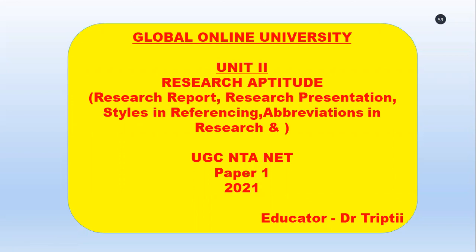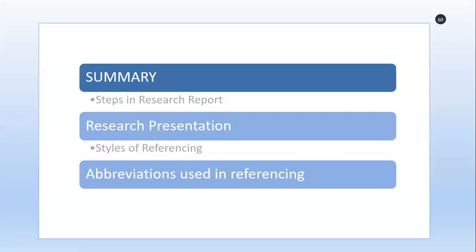Here I represent to you Unit 2, that is Research Aptitude. The topics for today's lecture will be the research report. We'll see exactly how the research report is to be presented. Then we'll go for research presentation. We will understand styles in referencing. At the same time, we'll understand the abbreviations in research. And that is for your UGC NTA NET Paper 1 examination 2021.